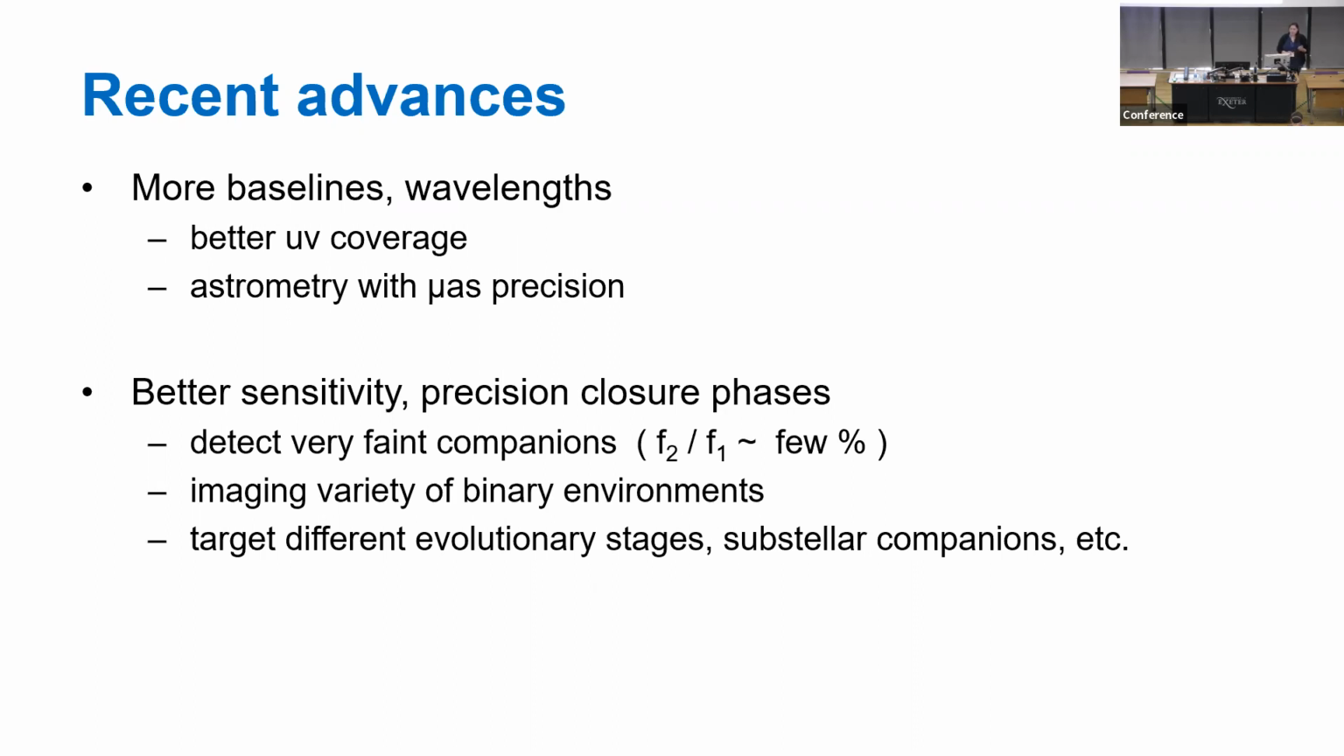And this really allows us to image the binary star environments, look at binaries in different evolutionary stages, look at these substellar companions that are very, very faint. So it opens up a lot more binary systems that are accessible to interferometry.